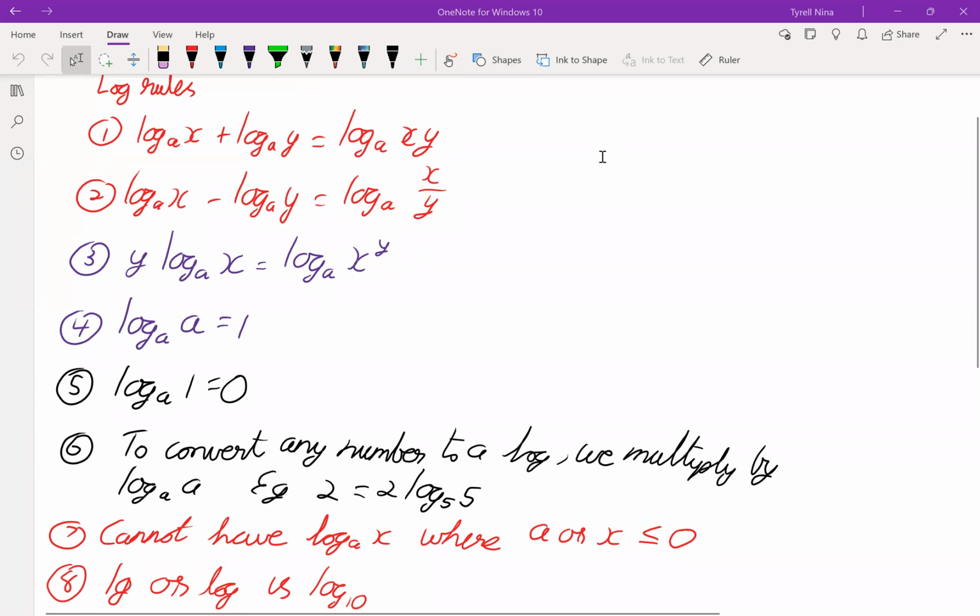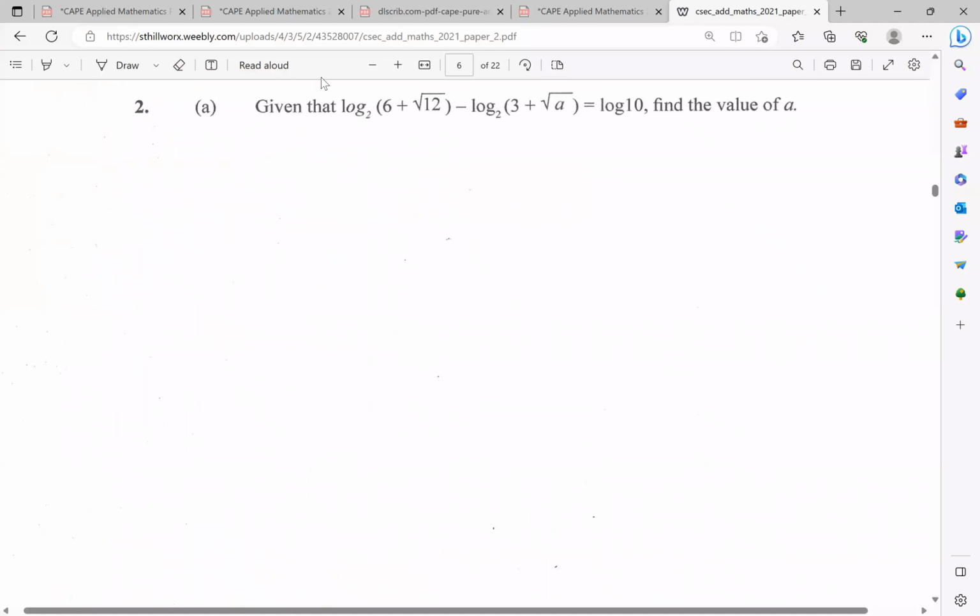All right. So let's try this one. See what you could come up with for this one. Somebody thought log 10 was log 2 of 10 and worked it like that. No, don't do that.